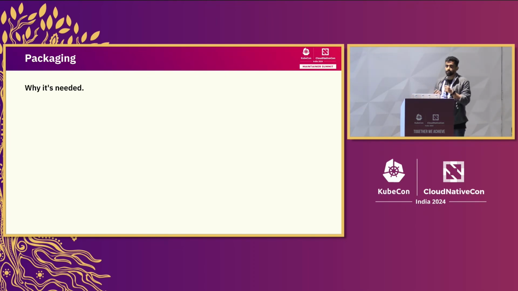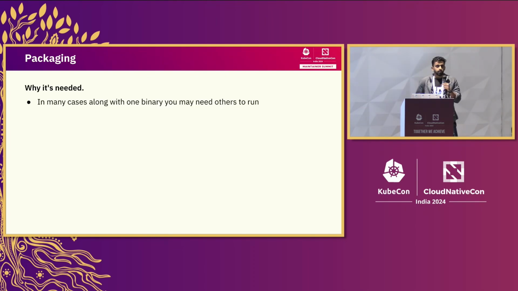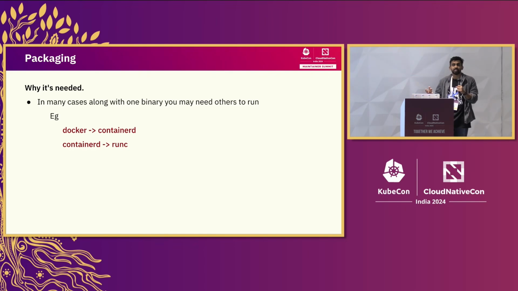So why do we really need packaging? In many cases, the applications or binaries that you are going to use don't work independently. They need some dependencies, some configurations might be required, some other files might be required. Since this is mostly concentrated on the container side, consider the example of Docker. For Docker you need containerd to run, and then again for containerd you need runc to actually create the container, spawn the container, and then manage it. Which means it creates a total dependency of Docker, containerd, and then runc.